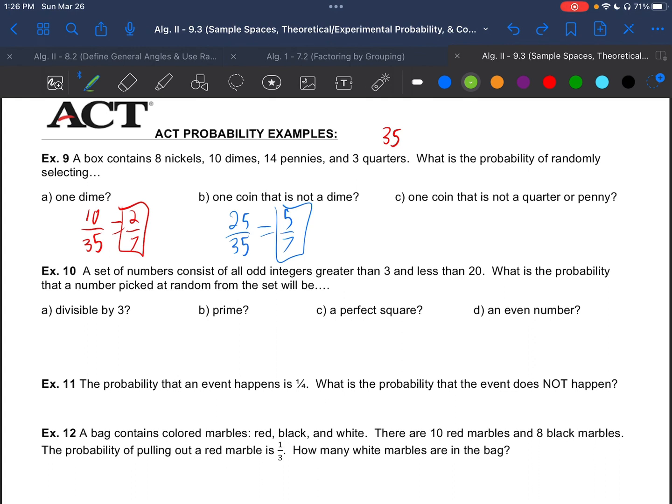So a coin that is not a quarter or a penny. So quarters and pennies make up 17 of them, and nickels and dimes make up the other 18. So we want 18 out of those 35, and this doesn't reduce at all.